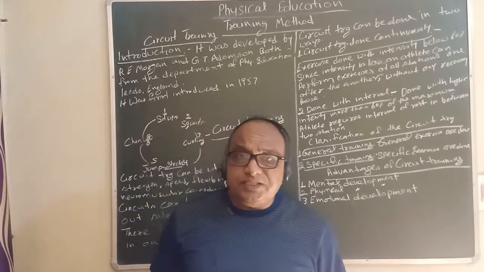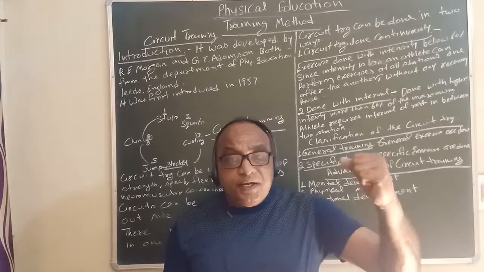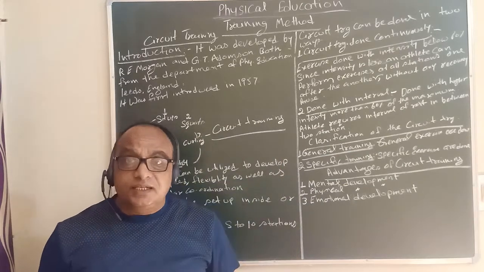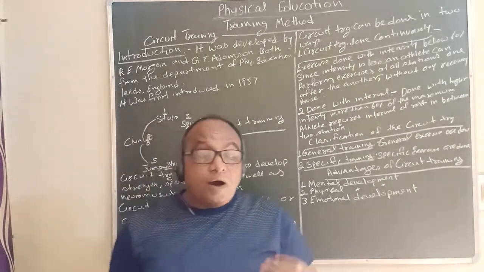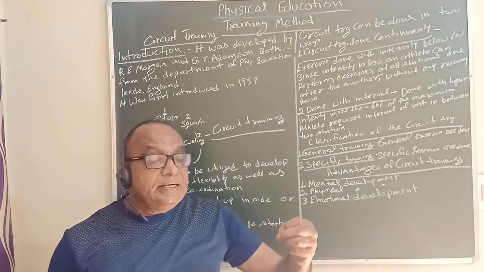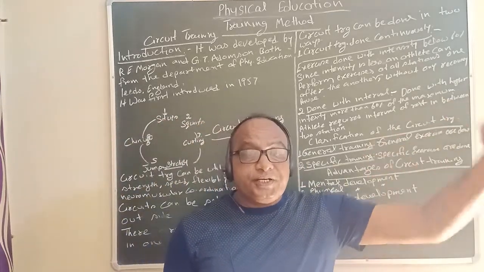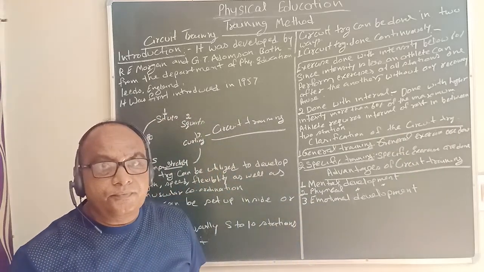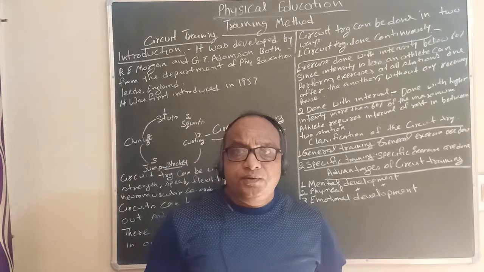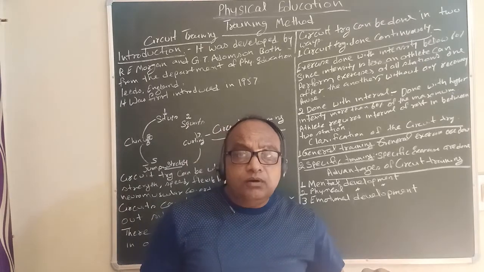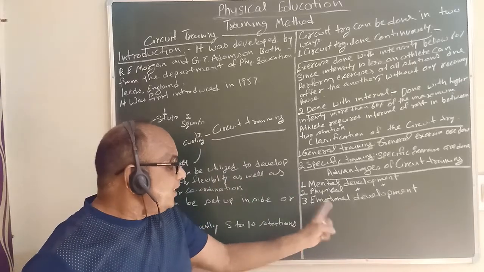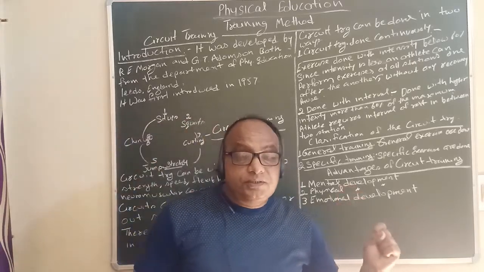If we lose the match, then we have to think how we can win. If we win the match, then we have to think how we can maintain this status. So after winning or losing the match, we have to control our emotions, and with the help of this circuit training, we develop our emotions.